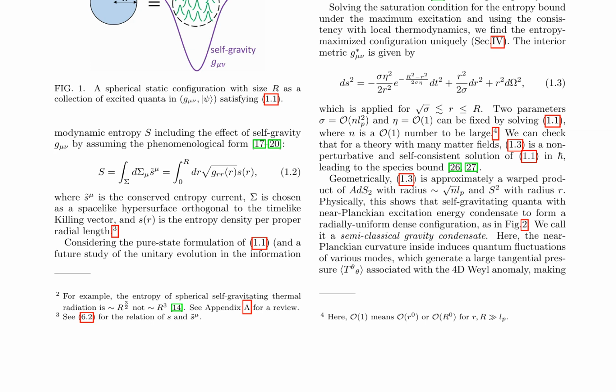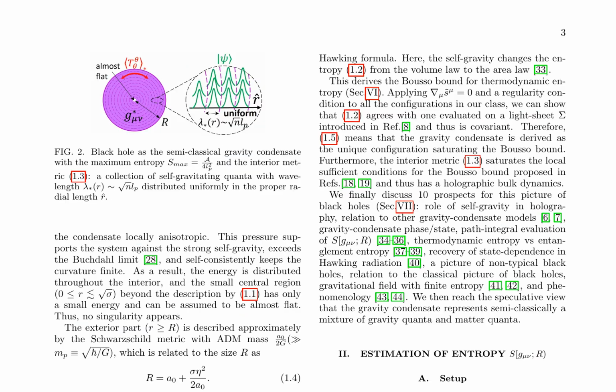This semi-classical gravity condensate features near Planckian curvature and quantum fluctuations generating a large tangential pressure. The authors introduce a novel concept of a black hole as a semi-classical gravity condensate, comprising self-gravitating quanta with maximum entropy S_max equals A over 4 l_P squared. This condensate is locally anisotropic, supporting the system against strong self-gravity and maintaining finite curvature. Energy is distributed throughout the interior, with a small central region having minimal energy and approximating flatness, thereby avoiding singularity.